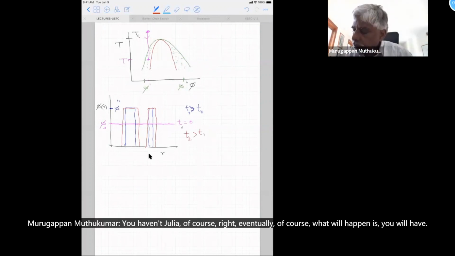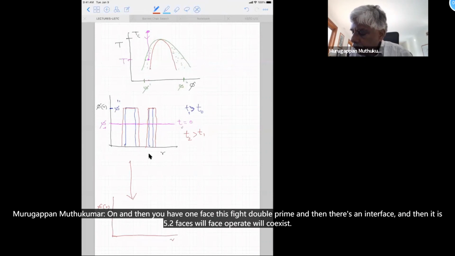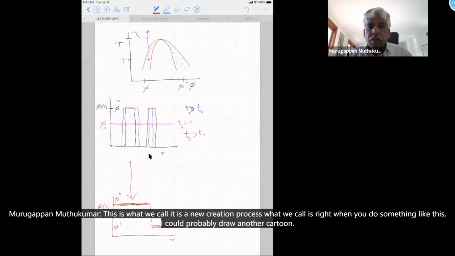Eventually, of course, what will happen is you will have phi of R, and then you have one phase. This is phi double prime, and then there's an interface, and then this is phi prime. Two phases will phase separate and coexist. Now, this is what we call a nucleation process.